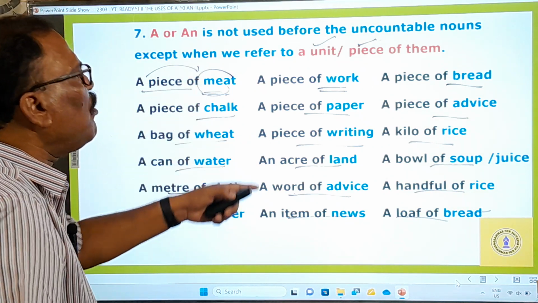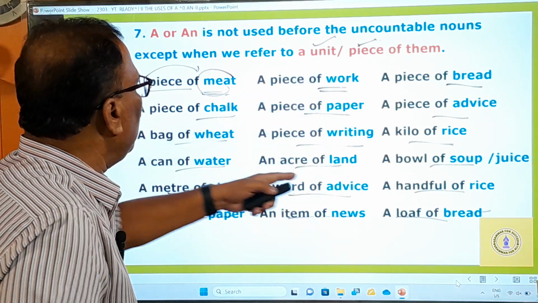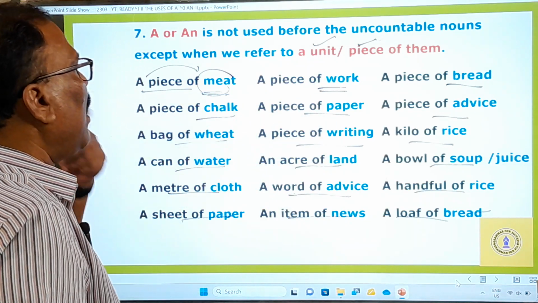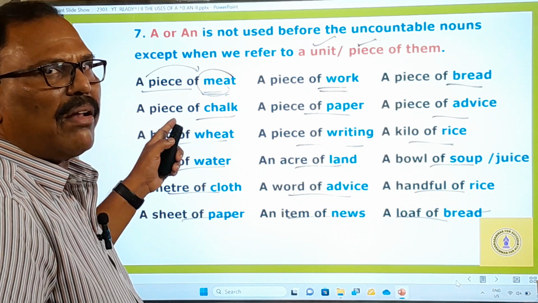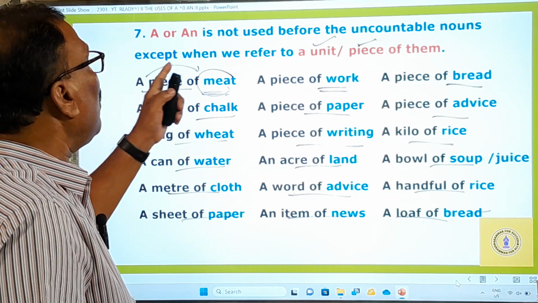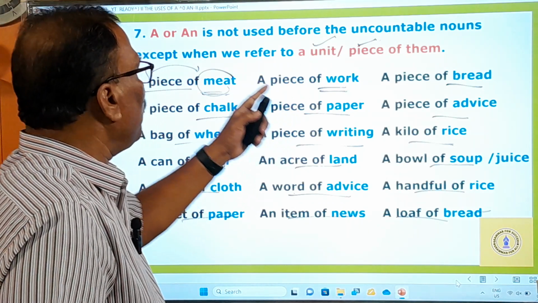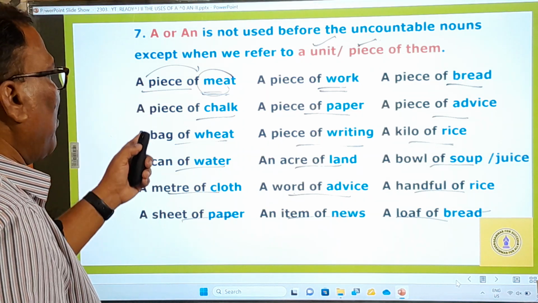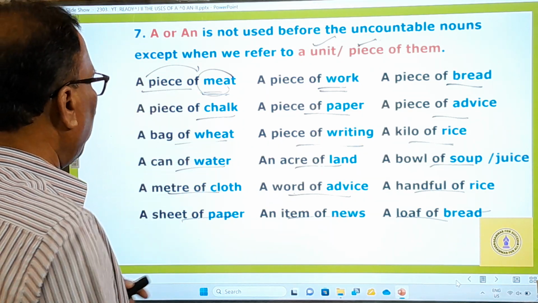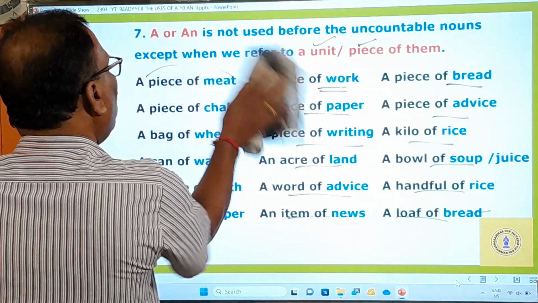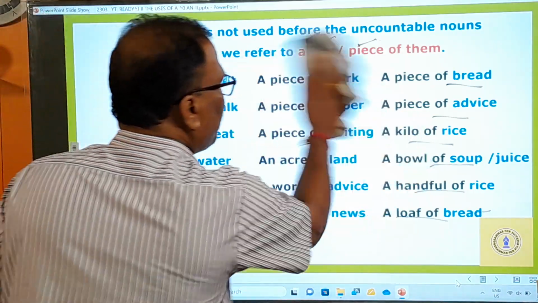So in all these, they are very important. These are all uncountable nouns. These blue colored words are all uncountable nouns, and generally we don't use a or an before them. But if you want to refer to a unit or piece of them, then you have to use a piece of, or an acre of, a word of, something like that. You have to add that, and then you can make it a singular one.